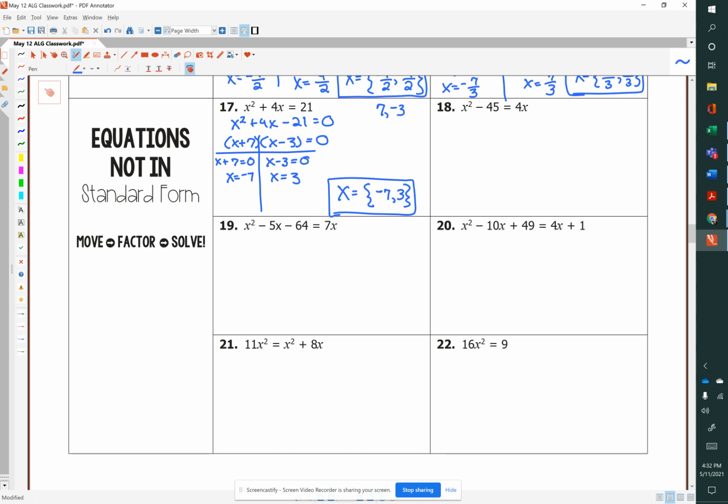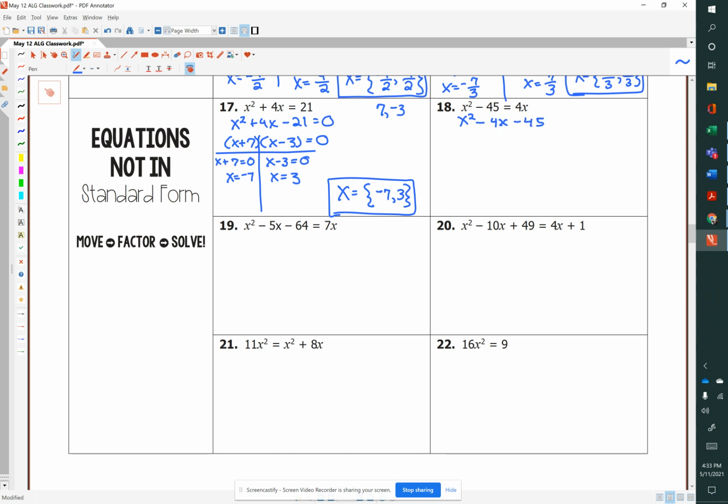Number 18. Again, we're going to move that 4x to the left side, and we will have x squared minus 45 minus 4x. So we're going to need a positive and a negative number that add to 4x and multiply to 45, but I want to write it in standard form. So let's do that. x squared minus 4x minus 45.